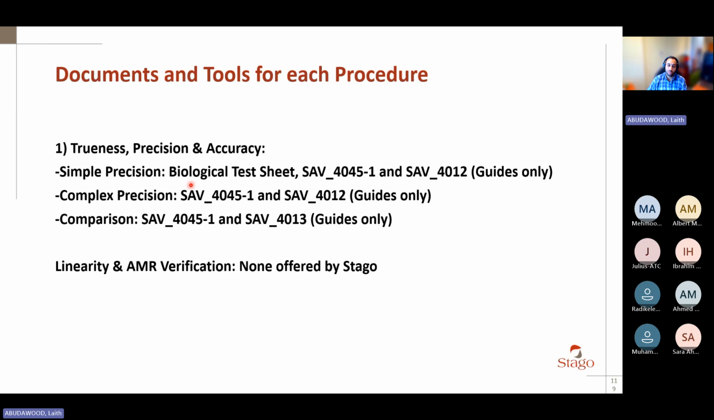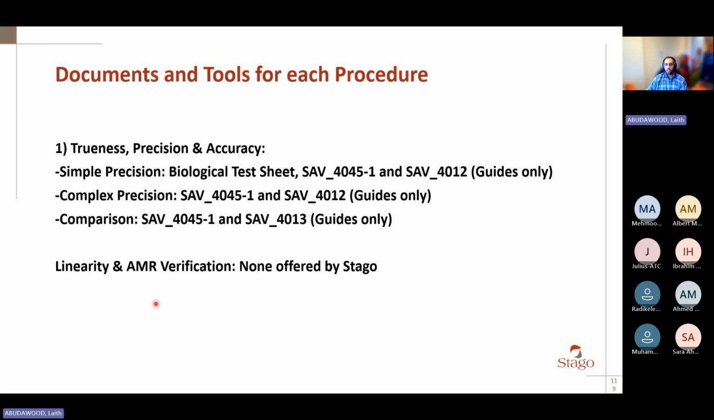Okay. Now, this doesn't mean that the tool will calculate things for you, with the exception of the biological test sheet. It will calculate and it will give you pass or fail. These documents will just guide you on what to do and what are the claims that Stago offers. Okay. It doesn't calculate anything for you. The same applies to complex precision. It's the same document, and the same applies to comparison.